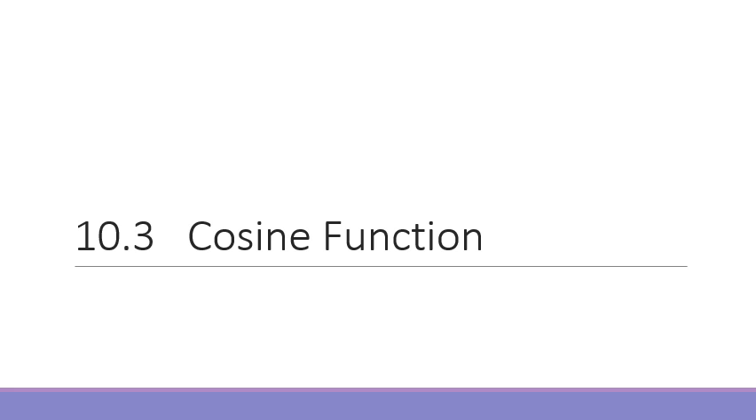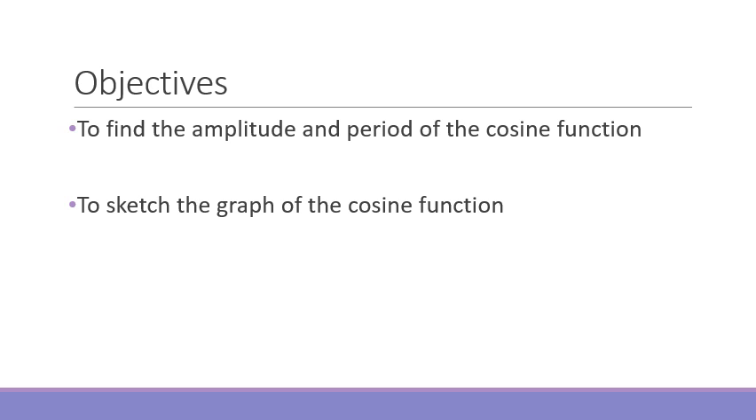This is lesson 10.3, the cosine function. The objectives of this lesson are to find the amplitude and period of the cosine function and to sketch the graph of the cosine function.